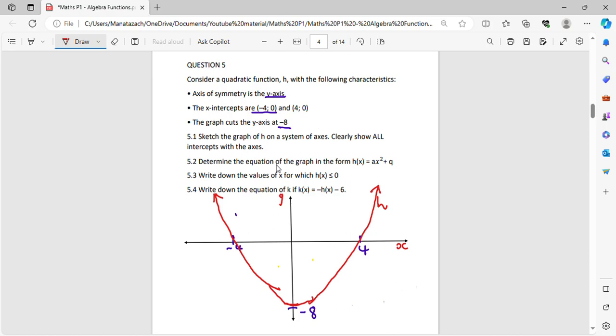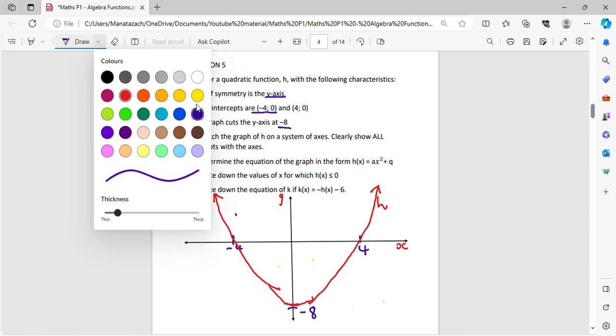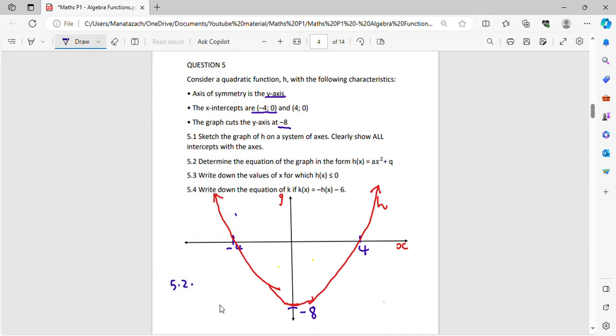Determine the equation of the graph in the form of h of x is equal to ax squared plus q. Let's choose a blue color for that. So 5.2, you must write h of x in this format. What we're given is the y-intercept q. It's going to be -8. So you can rewrite h of x and replace q with -8.